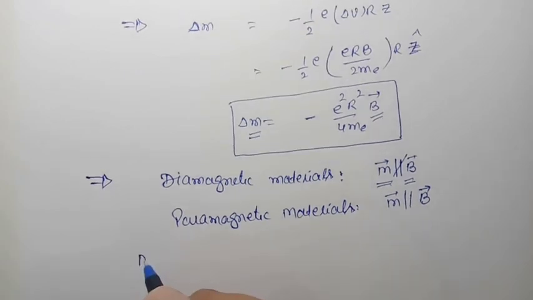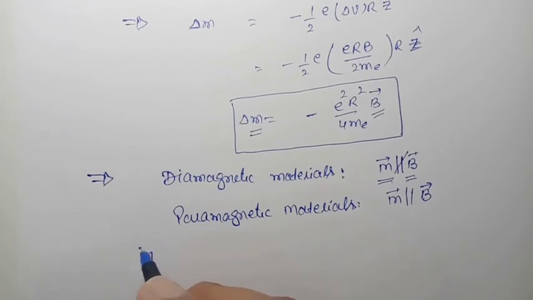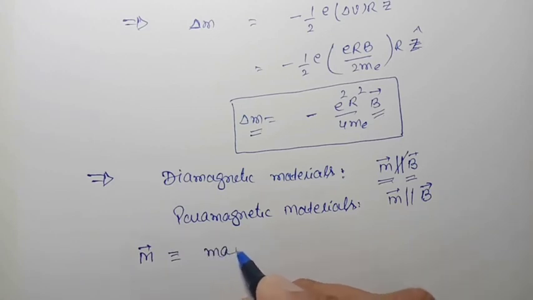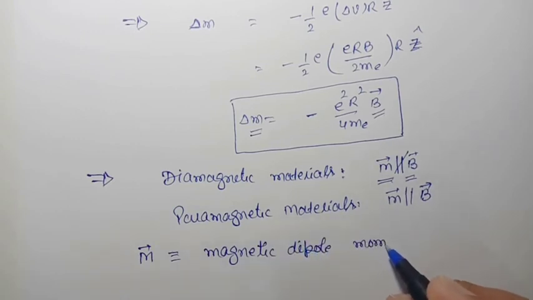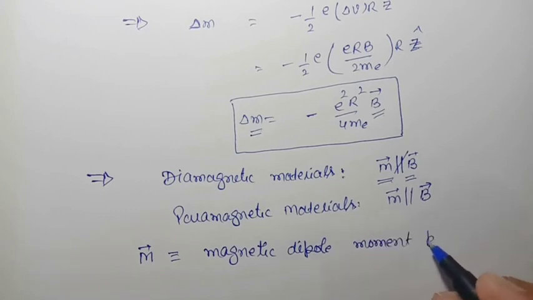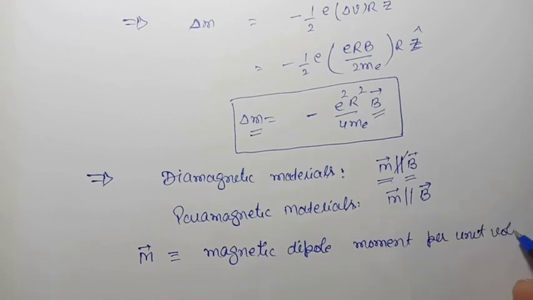So finally, mathematically we can write magnetization is equal to magnetic dipole moment per unit volume.